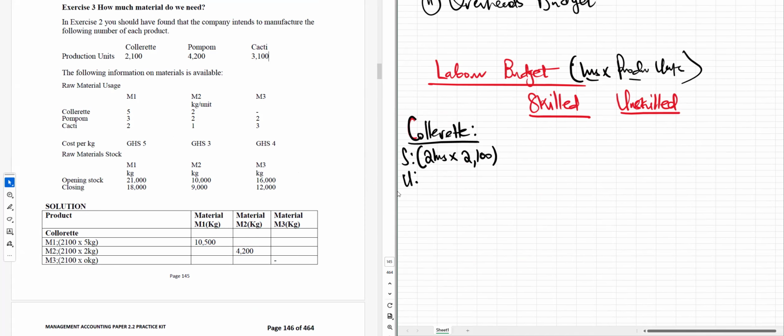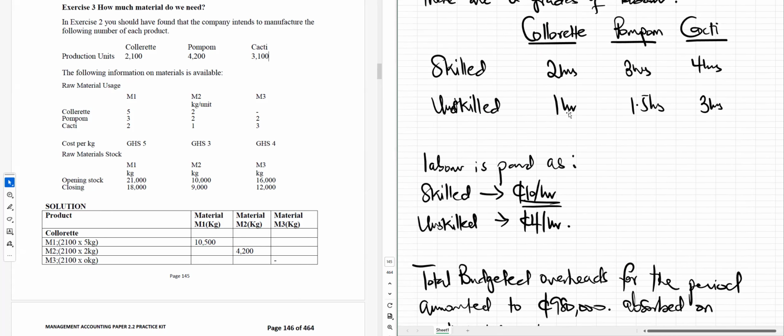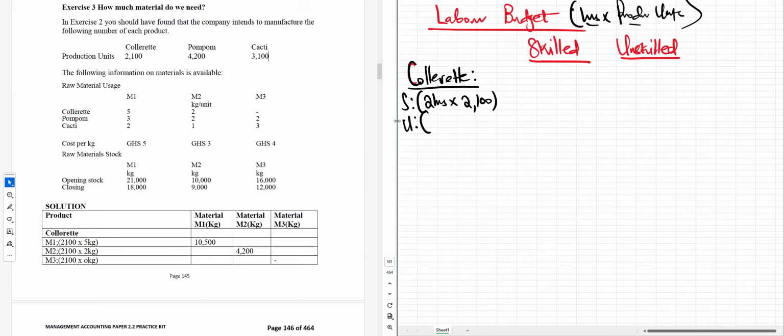Unskilled: colorate was using 1 hour, by the same 2,100. Do you get it? It's always that simple. Just take the hours used or the kgs used and multiply by the production. So colorate for unskilled, how many hours would that be? This one will be 4,200, and this one will be 2,100.